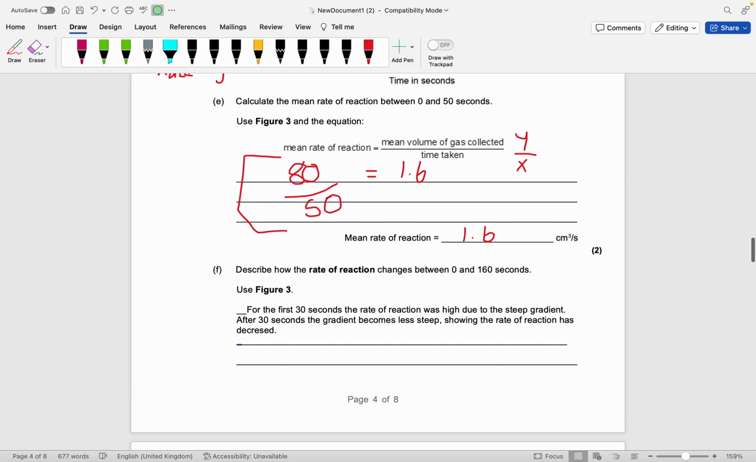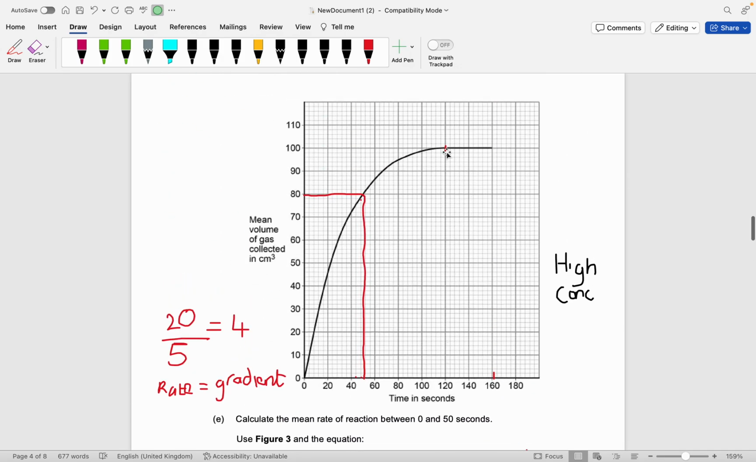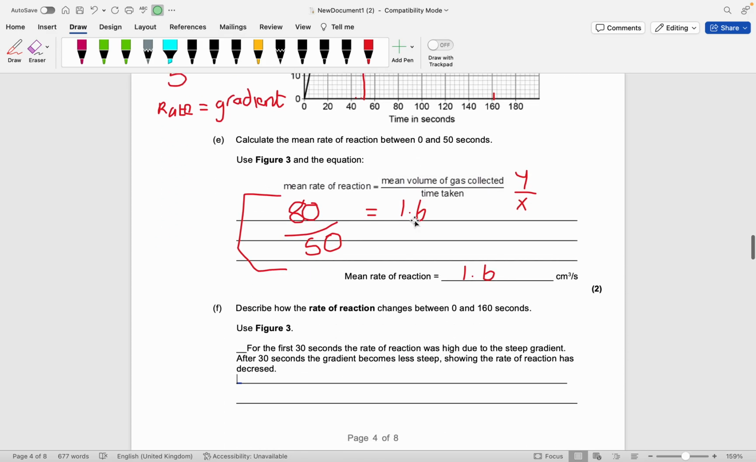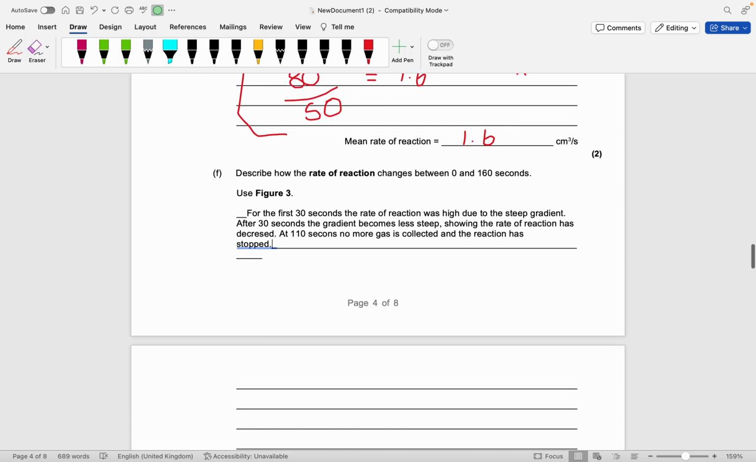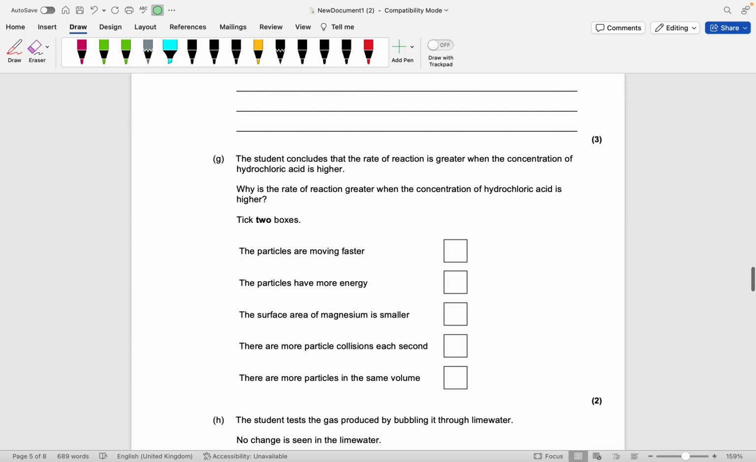Okay, and then we can say at 120 seconds, well, probably before that actually, maybe 110 seconds, at 110 seconds no more gas is collected and the reaction has stopped. 3 marks.